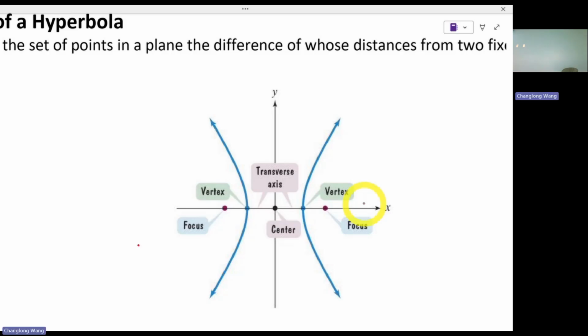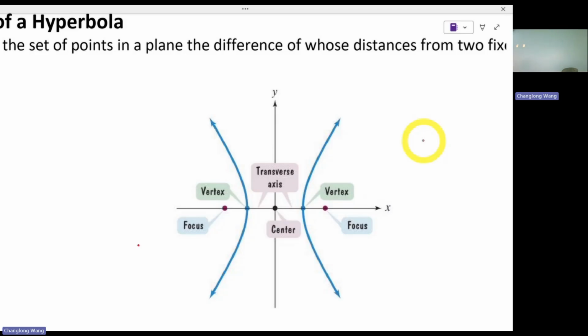Add up to be the same constant, right? So it's the sum of the distances from a point on the ellipse to the two foci that is a constant, right? So the trajectory for such a point will be an ellipse. Now, you just have to change what we just said just a tiny bit. Then you're going to get the definition of the hyperbola.